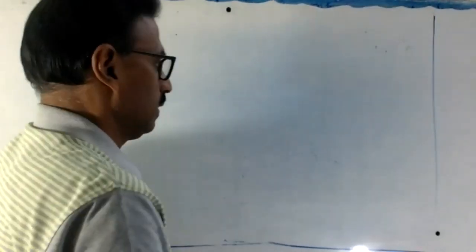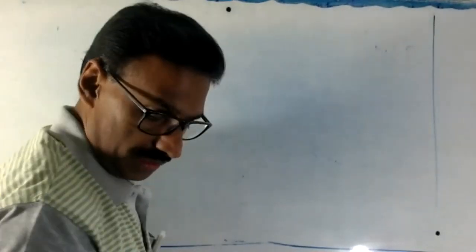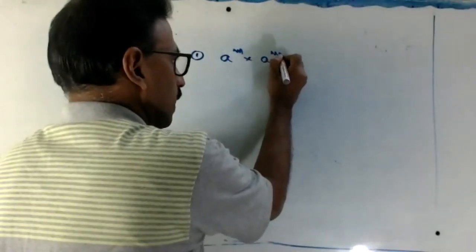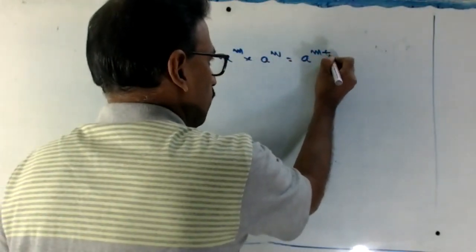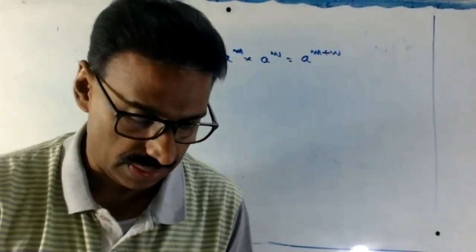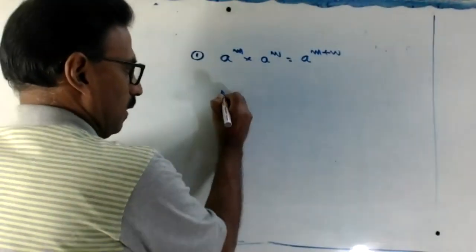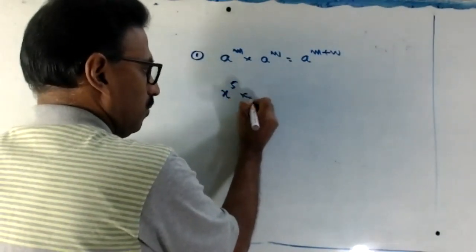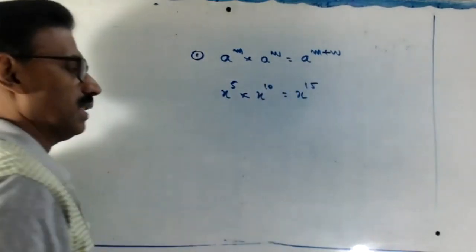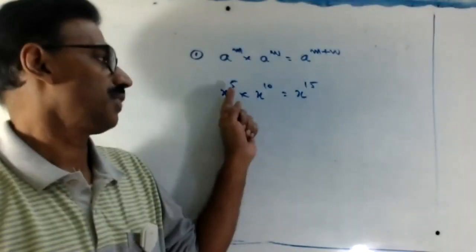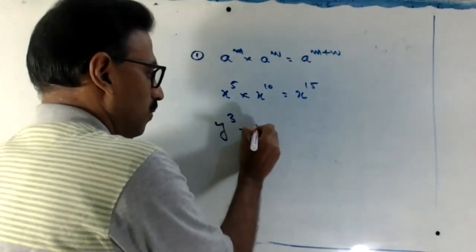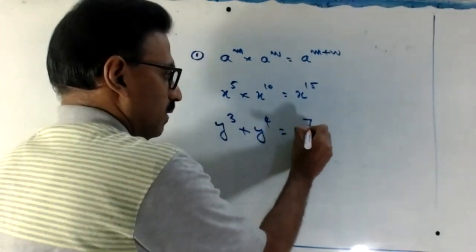Number one, you know that a raised to m into a raised to n equal to a raised to m plus n, right? Example, x raised to 5 into x raised to 10. How much? x raised to 15. Just add: x raised to 5 plus 10. Or y raised to 3 into y raised to 4 equal to y raised to 7. Okay. Write the example.